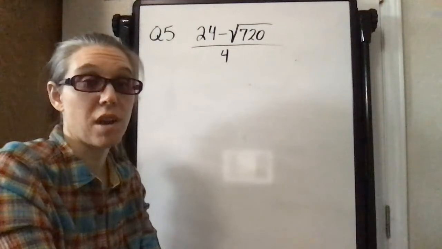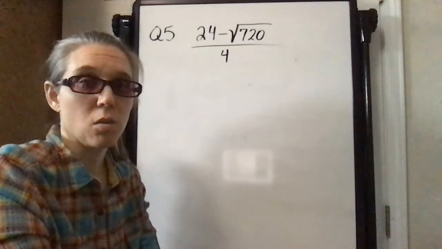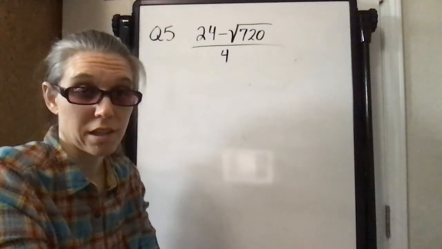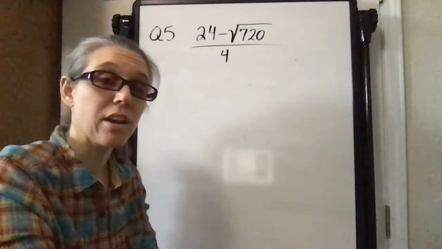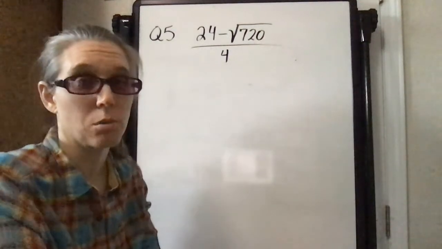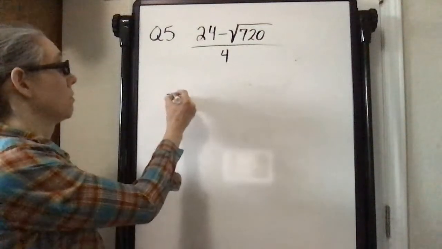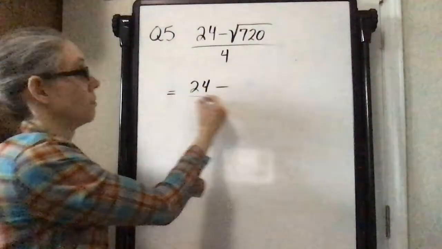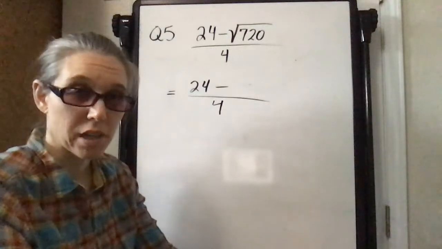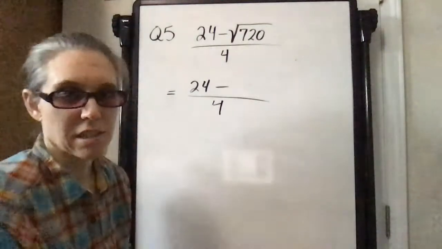Okay, so question 5 from my open math has you simplify this expression. So what you want to do is simplify the square root of 720. Now you can do that off to the side, or you can do it in line in your work. If you are going to do it in line in your work, make sure that you copy the entire line. So I want to split up 720. Greatest perfect square that divides into 720.